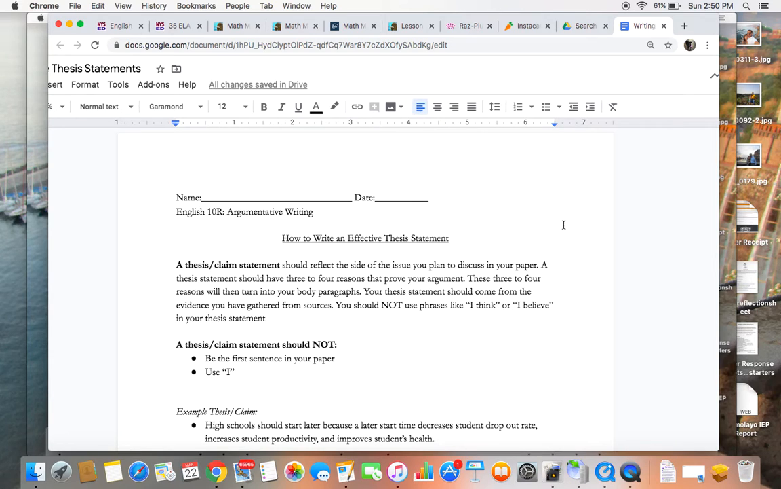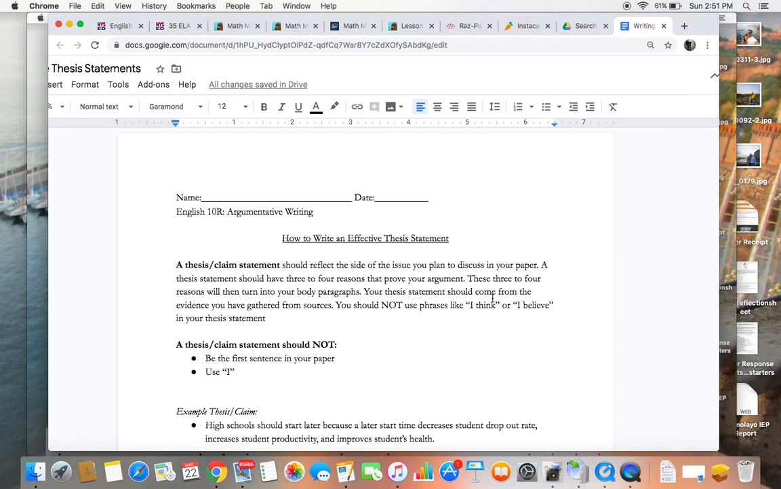Today, we're going to talk about how to write an effective thesis statement. Okay, the thesis statement is the most important part of your paper. Without an effective thesis statement, your whole paper falls apart. Okay, so a thesis statement should reflect the side of the issue that you plan to discuss in your paper. A thesis statement should have 3 to 4 reasons that prove your argument. These 3 to 4 reasons will then turn into your body paragraphs.